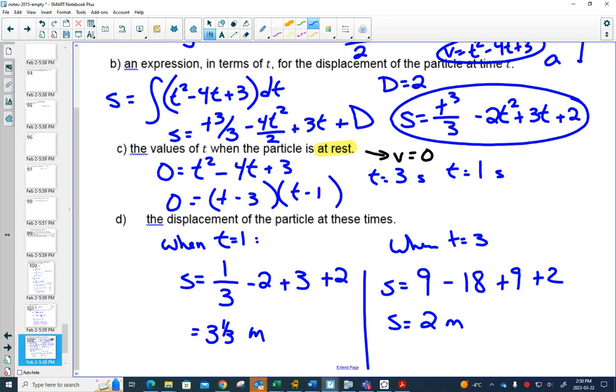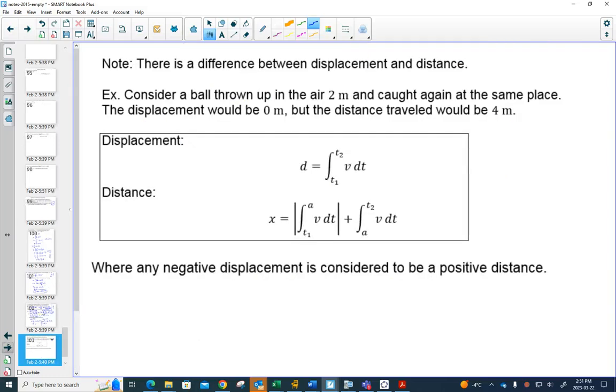So again, part D, it's asking about displacement. We would go to our displacement formula and figure that out. Now, one of the trickiest things that comes up in kinematics is the difference between displacement and distance. When I throw a golf ball up in the air and catch it at the same place where I threw it from, its displacement is 0. But it has traveled a distance. It traveled the distance up, and then it traveled the distance down.